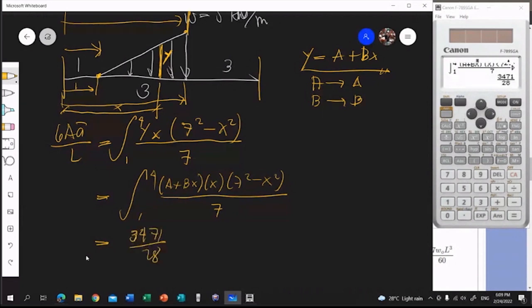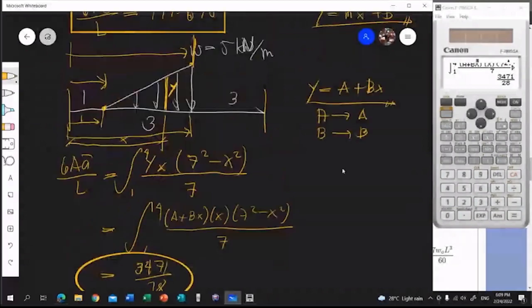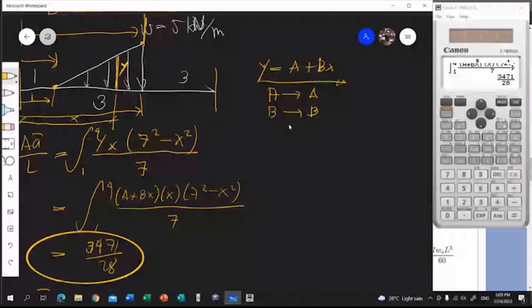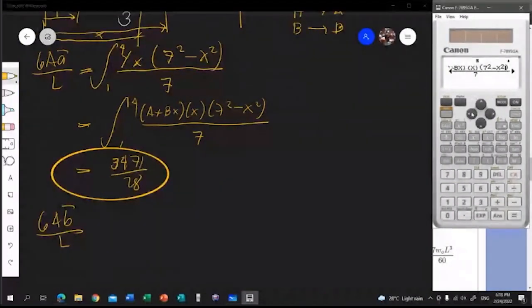This is your value. O kung pananglitan ang pinapahanap is 6AB bar over L. Ibig sabihin ang factor naman ay ADDD. Okay. Kung ito ang pinapahanap, ano ang gagawin? I-recall na lang ang equation. Instead of x, gawin mo na 7 minus x.